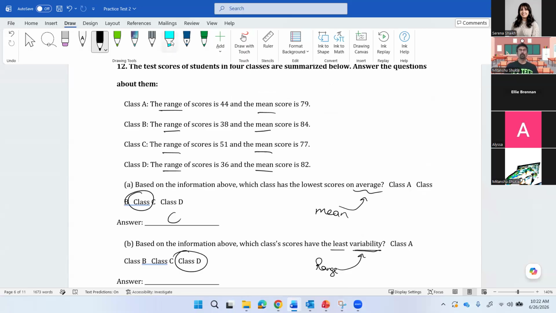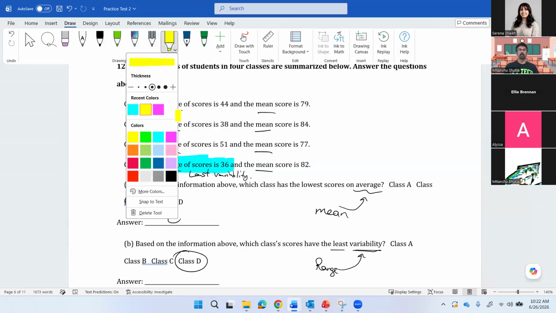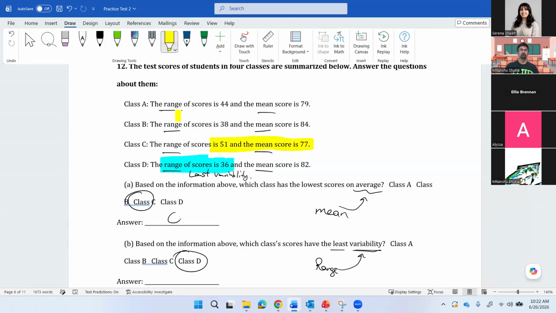So just like D is going to be the least variable, we can say that C has the most variability because its range is 51, right? It's the highest range. Does that help?